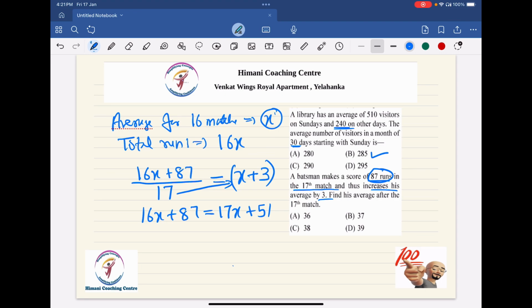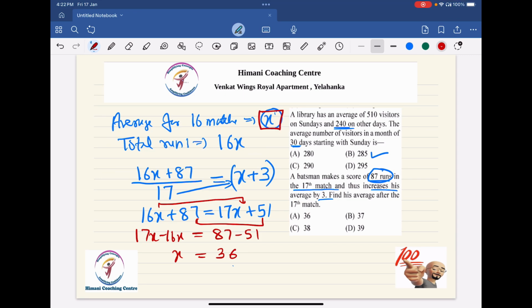Now we have to bring x to one side and numbers to the other. If I take 16x to this side, it will become minus 16x, 17x minus 16x. And if we take 51 to this side, it will become minus 51. So we get x equals 87 minus 51, 7 minus 1 is 6 and 8 minus 5 is 3, so 36. Now what is the question? Find his average after the 17th match. So his average for 16 matches is X.